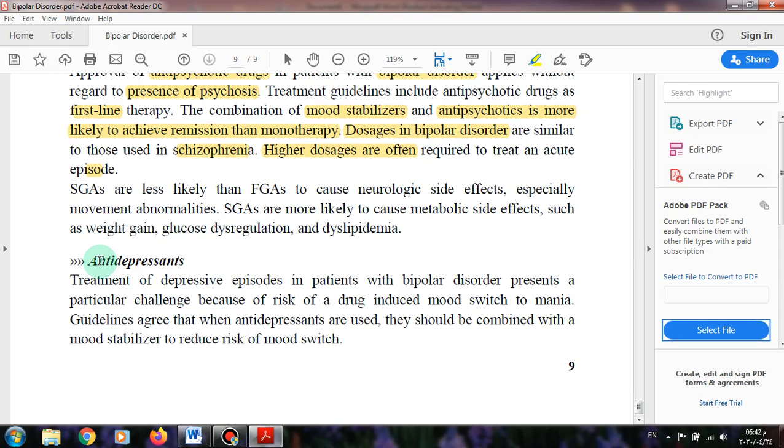Finally, antidepressants, as we said, can be used for patients with bipolar disorders who have severe depressive episodes, in addition to the mood stabilizer and antipsychotic agent. Guidelines agree that when antidepressants are used, they should be combined with a mood stabilizer to reduce the risk of mood switch. And thank you.